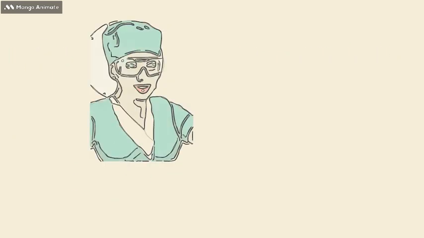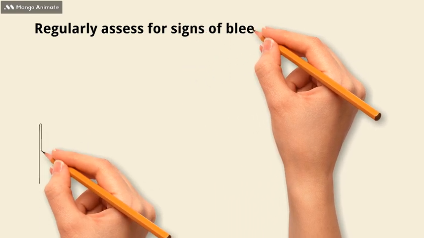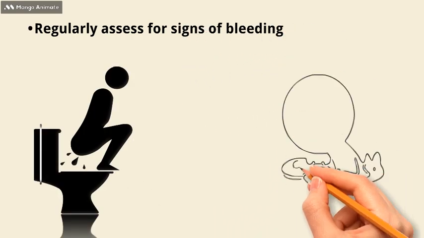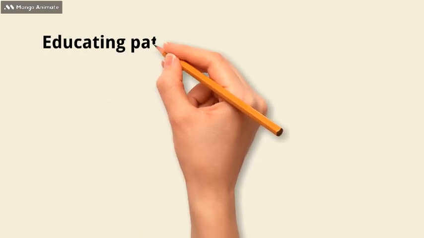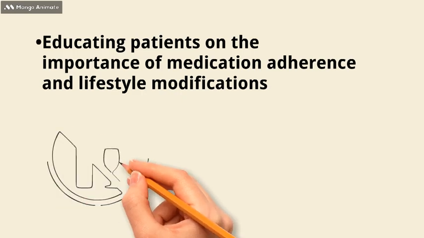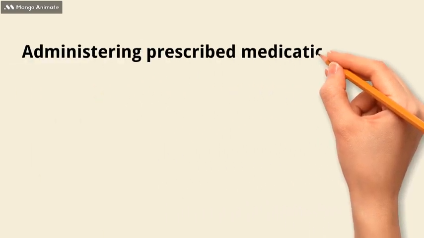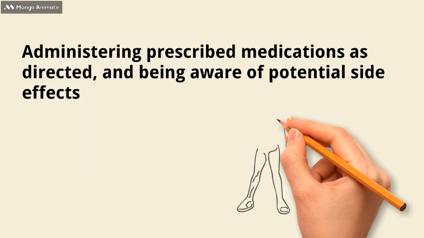As a nurse, it's essential to monitor patients for potential complications, such as regularly assessing for signs of bleeding, like black stools or vomiting blood. Educating patients on the importance of medication adherence and lifestyle modifications, such as avoiding irritants like alcohol and smoking. Administering prescribed medications as directed and being aware of potential side effects.